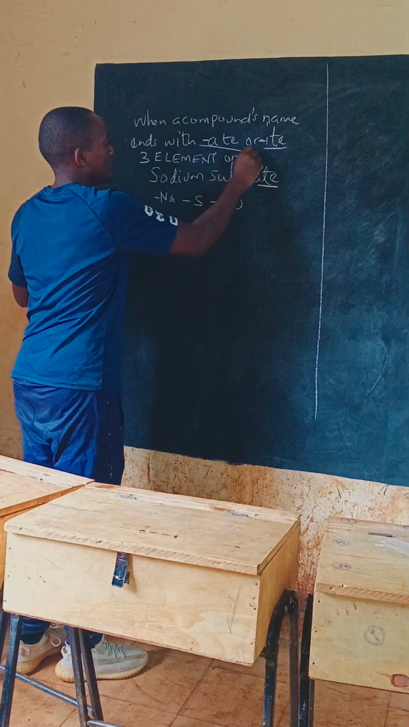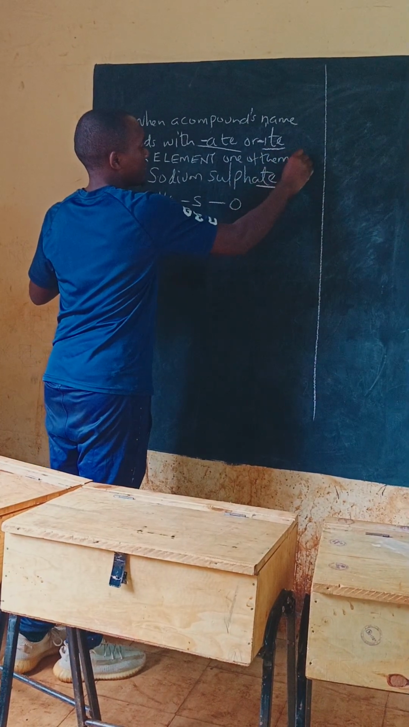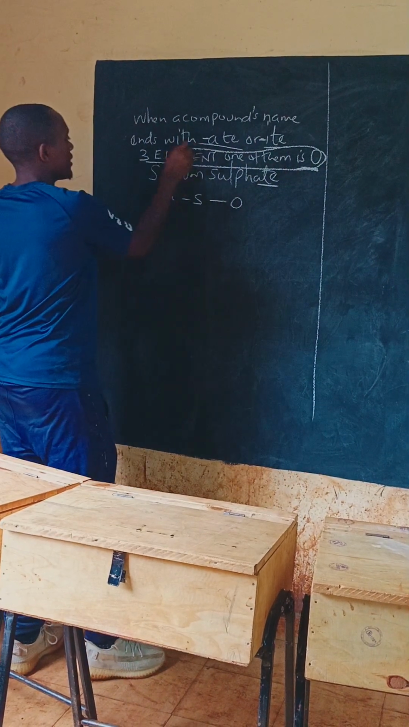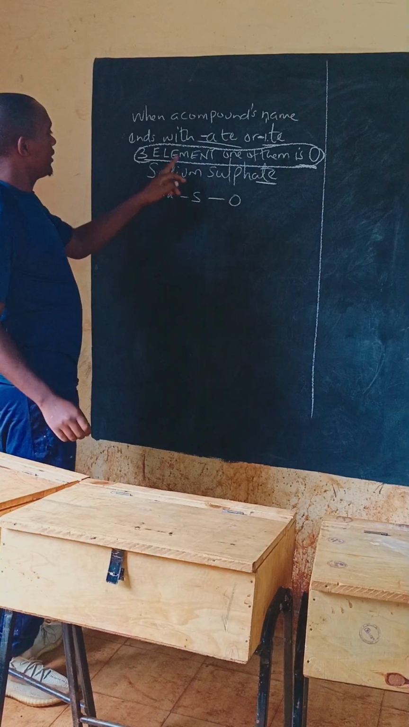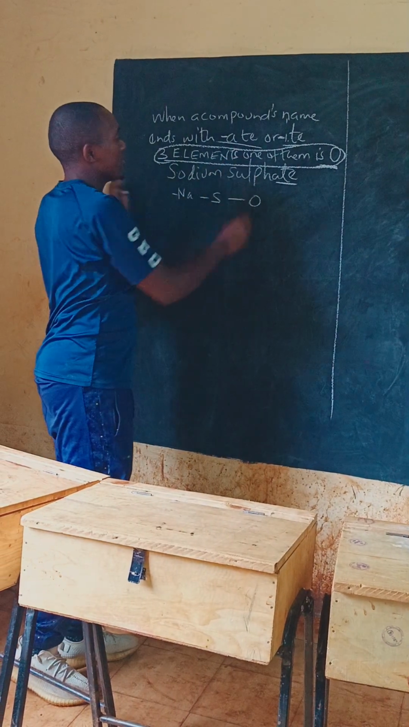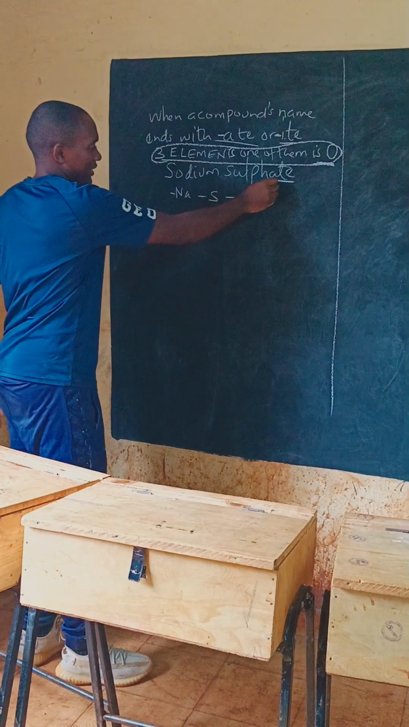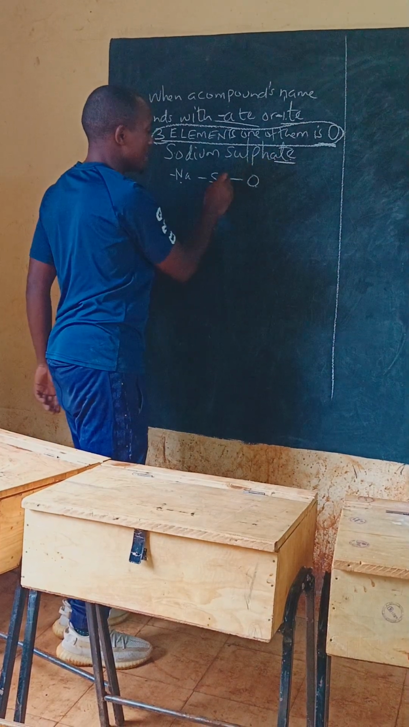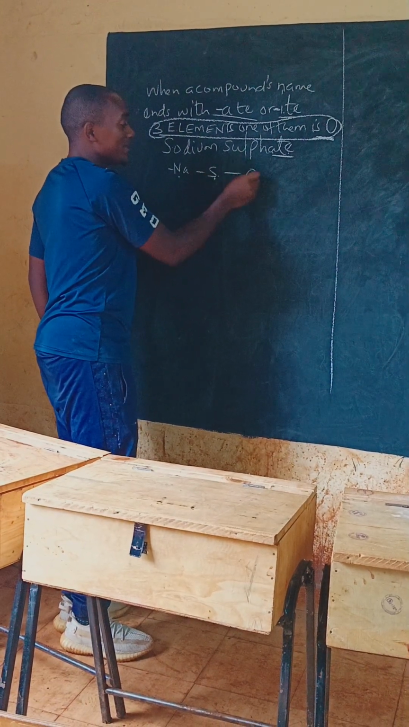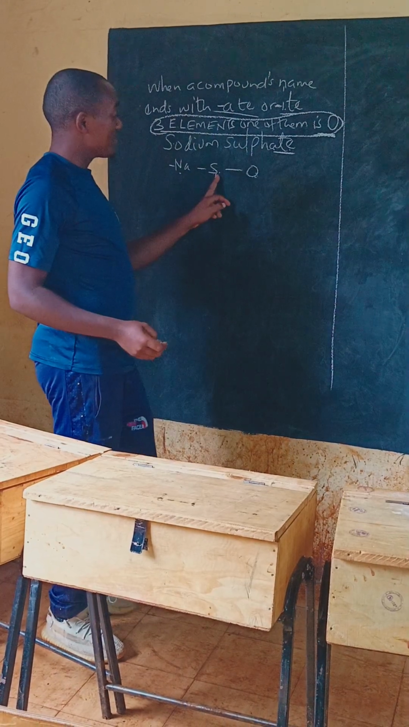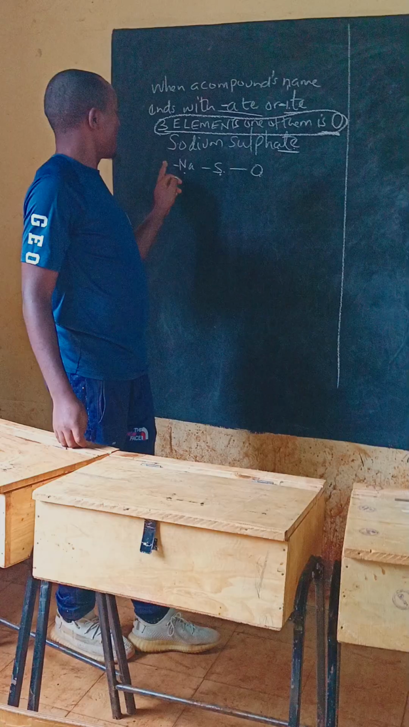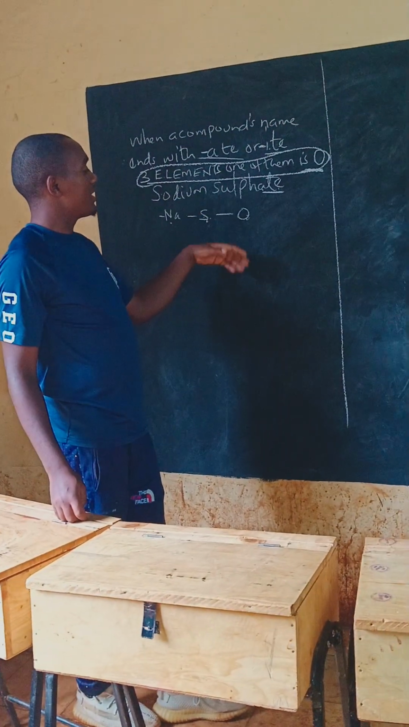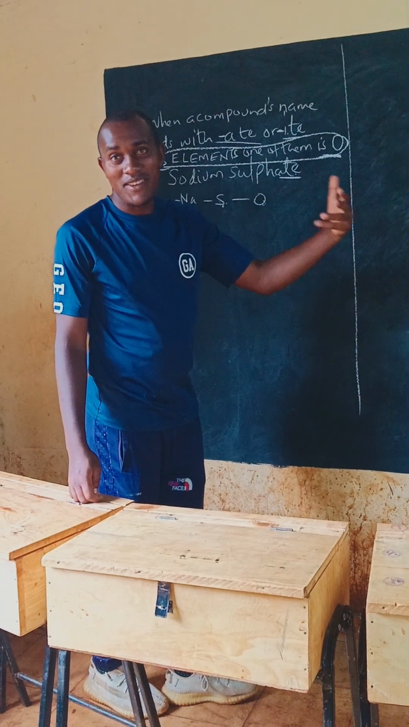One of them is oxygen. When it ends with ATE or ITE, we have three elements, and one of them is oxygen. So sodium sulfate, ATE: we have sodium, sulfur, and oxygen. And sulfate, remember, is formed when two atoms react as a unit with a net charge. So if you are asked what elements are present in sodium sulfate, it's sodium, sulfur, and oxygen. Why? It ends with ATE, so we have three elements.